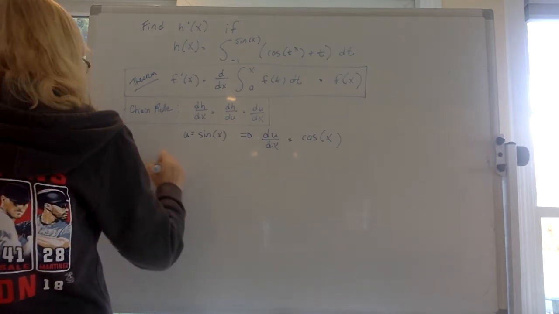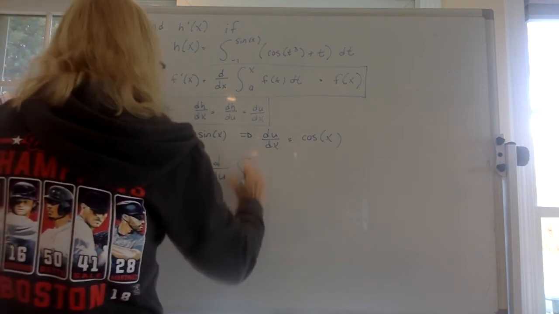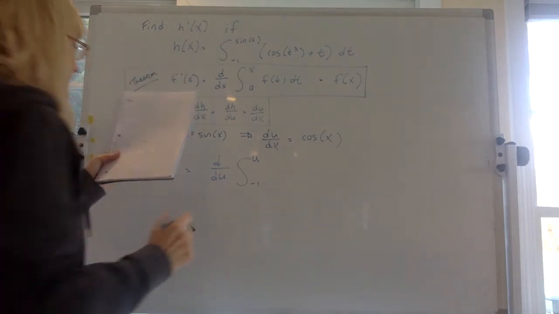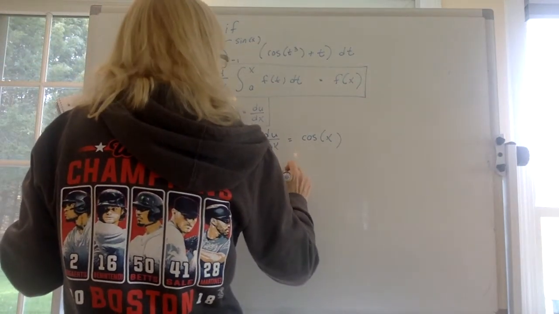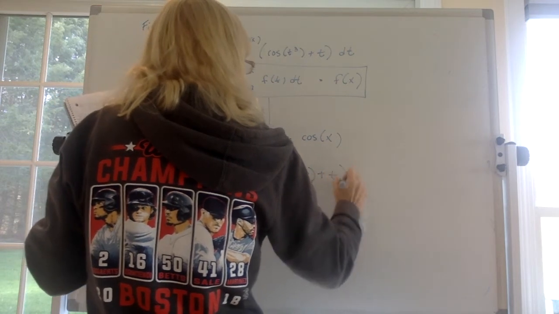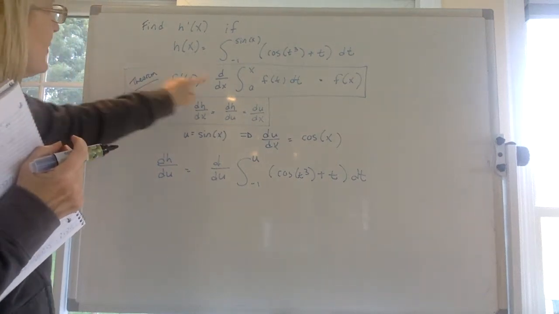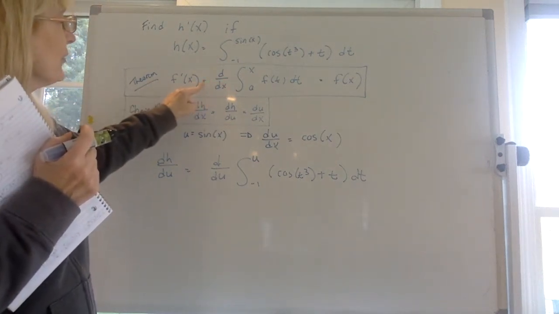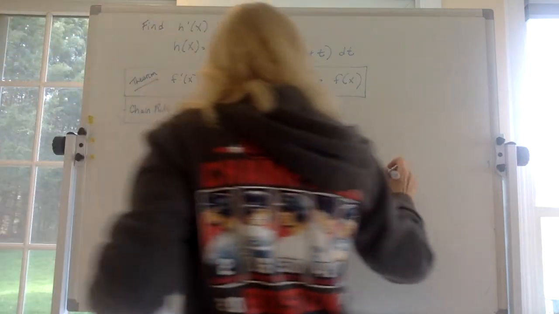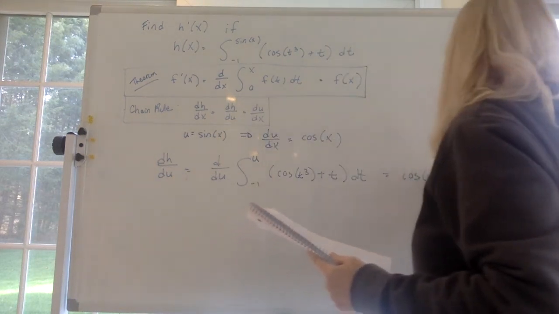How do we do that? So we have to do dh du is equal to, let's see, we're going to sub the u in where we had that sine of x, right? But we still have the same thing. We have cosine of t cubed plus t dt. So now if you look, I think we can see that this fits in with this fundamental theorem of calculus where instead of an x we have a u. So we can just rewrite this as cosine of u cubed plus u.